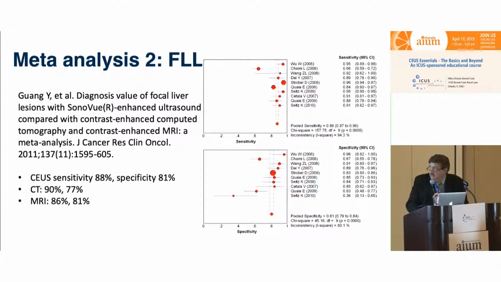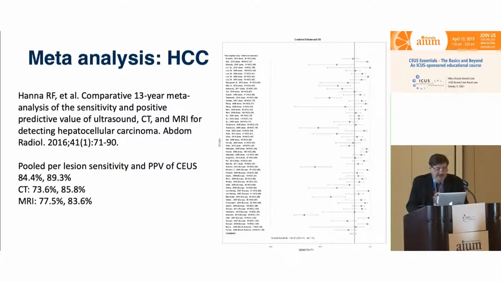This is just the data from the different sites, and you can see the majority of sites get pretty reproducible data that's quite good. And when we look at HCCs, the pooled per lesion sensitivity and positive predictive value of CEUS, again for HCC, was 84.4% to 89.3%, which was higher than that of CT and MR. So there is a lot of literature that actually shows that CEUS is very competitive with CT and MR and may be better than those other modalities.